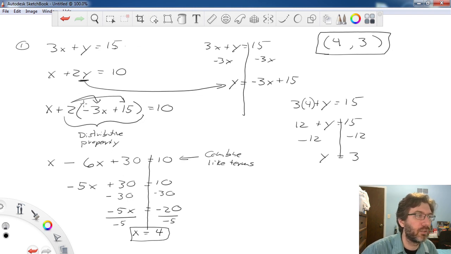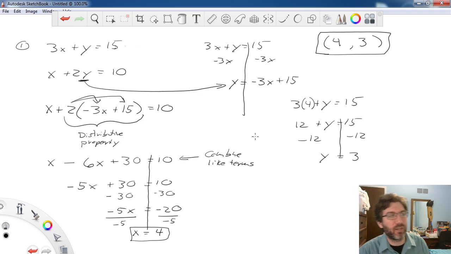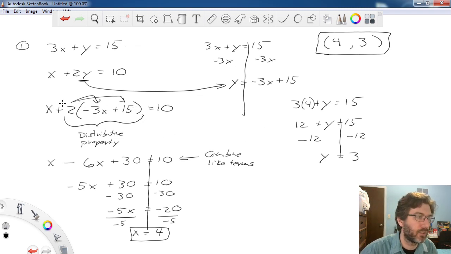Don't forget, you might have a distribution thing. I like to put parentheses around anything that I substitute into, just because it separates things, and occasionally it does have an effect, such as the distributive property here. It showed up easier when I put everything in parentheses, and I didn't just tack on 2 minus 3x plus 15. Then I would have thought, well, it's 2 minus 3x, but it's actually multiplied by the whole quantity.